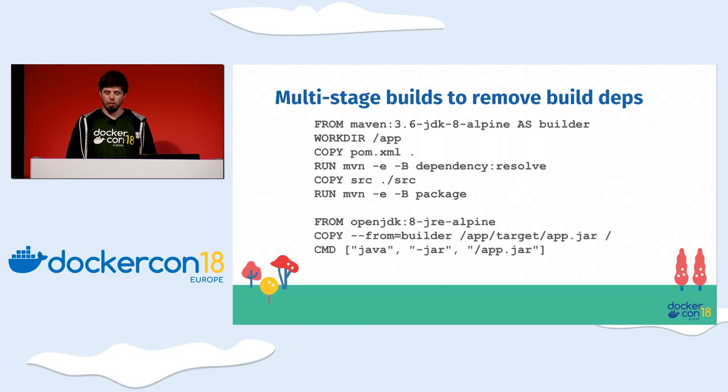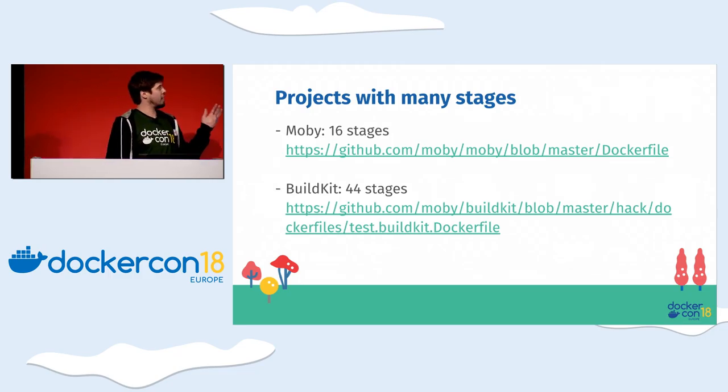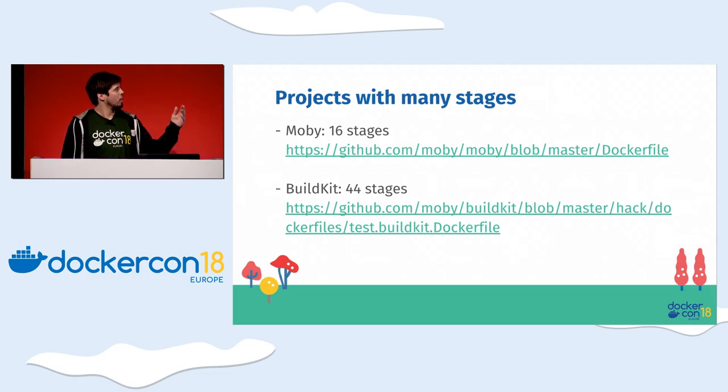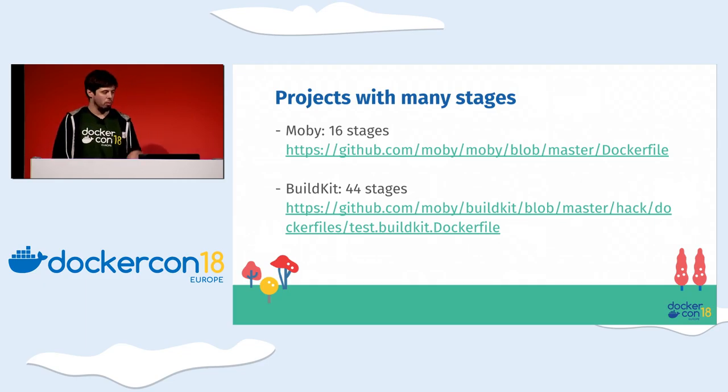But I want to emphasize that there are many other options for multi-stage. To give you an idea, for instance, in the Moby project we have 16 stages, and in the BuildKit project we have, I think, 44 stages. So how did we get there? How can you have that many stages when one of the obvious use cases that I showed you earlier is just to get rid of your build time dependencies?